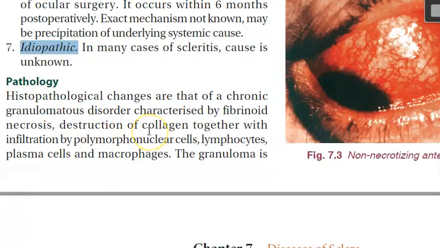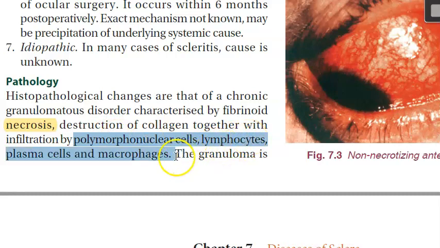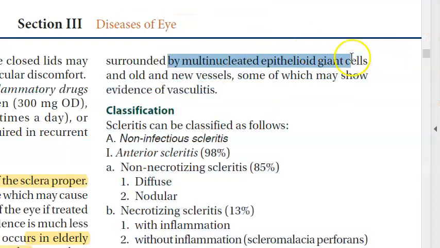So these people will end up destroying their own sclera. There will be some necrosis, destruction of collagen. And always you blame these cells: lymphocytes, plasma cells, macrophages, polymorphonuclear cells, that is the neutrophils. They will be surrounded by some epithelioid giant cells, like a granuloma now.